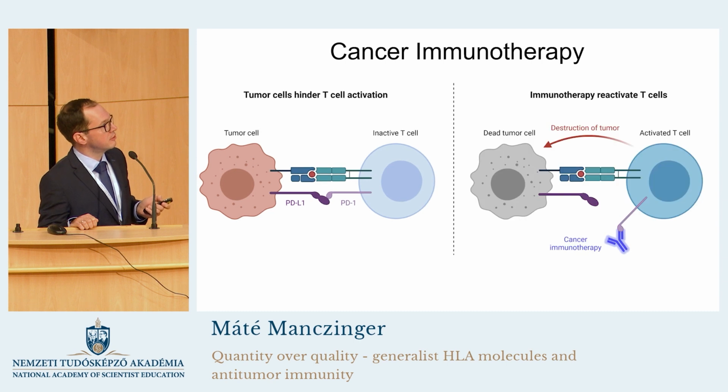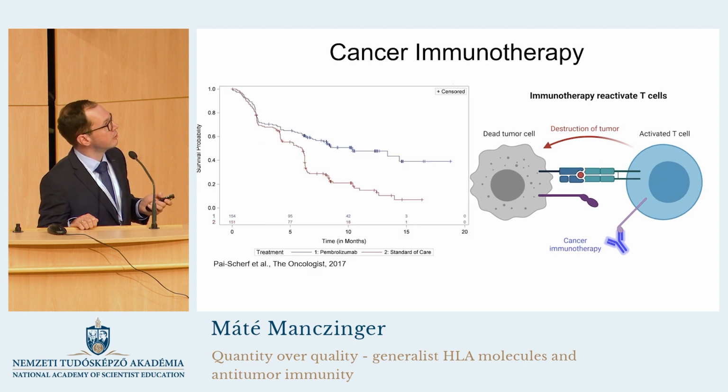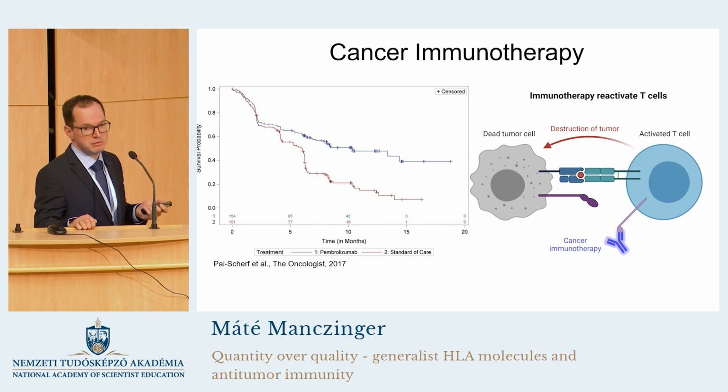And 2 decades ago, it became clear that by blocking this interaction between the PD-L1 and the PD-1, we are able to reactivate the T cells, and it will result in the destruction of tumor cells. And this approach revolutionized oncotherapy. So 2 decades ago, a late-stage melanoma or a late-stage lung cancer was incurable. 95 to 99% of patients died for sure in several years.